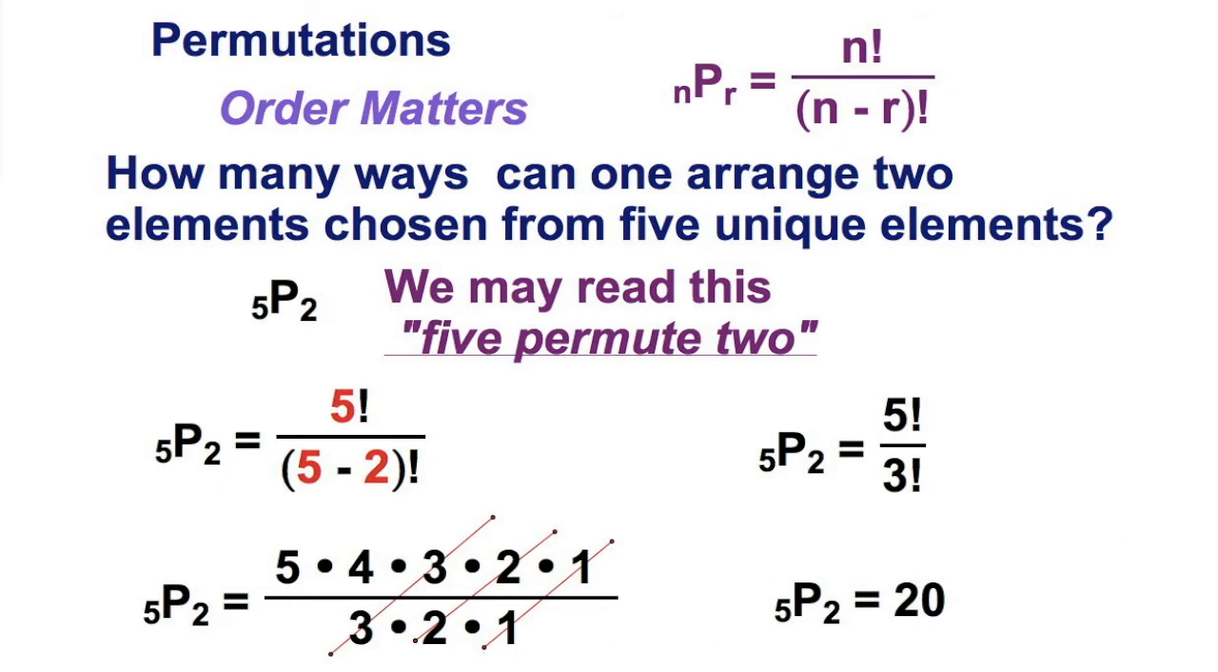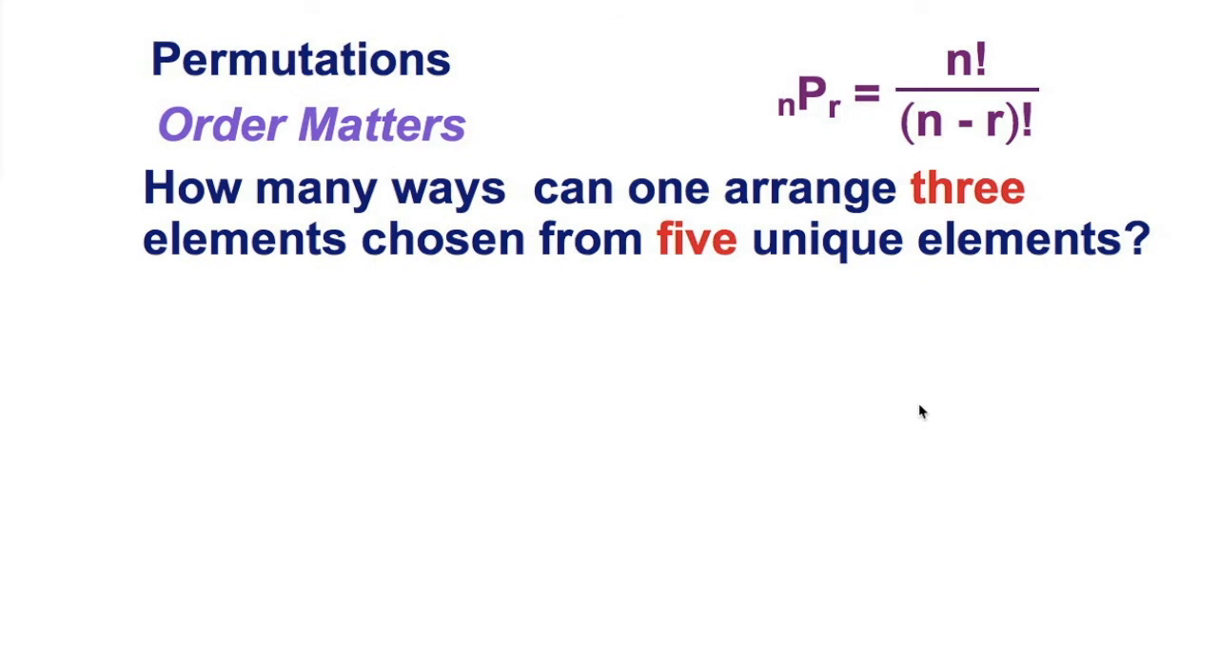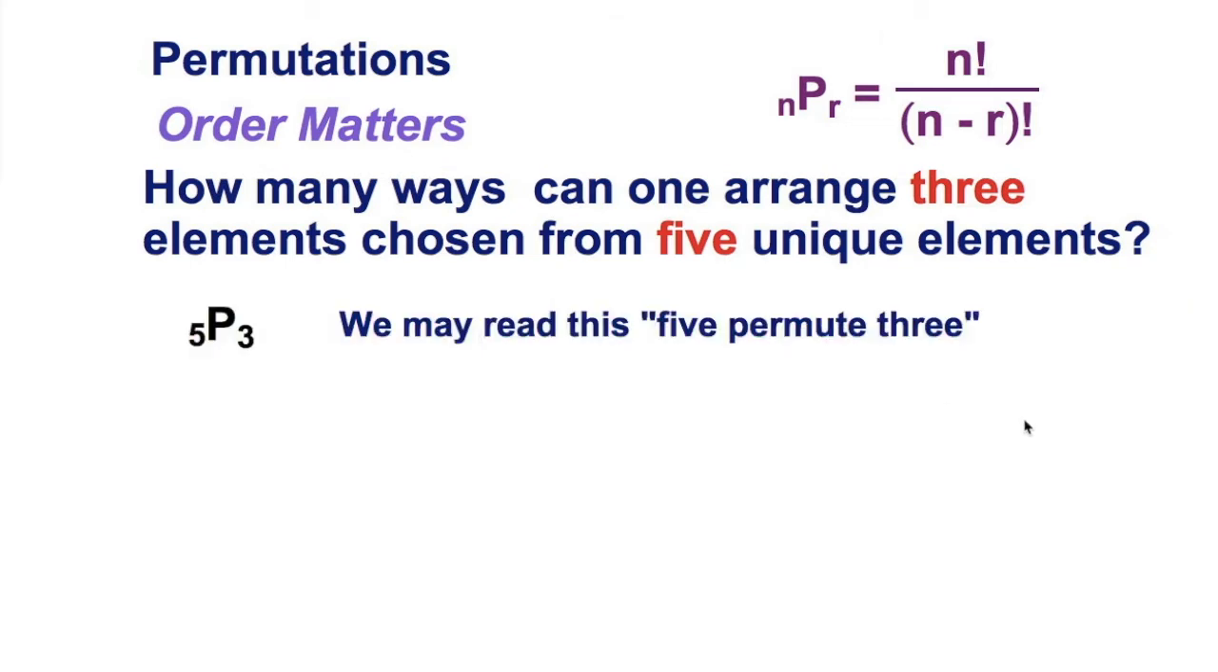Let's keep going. Now, let's change it up a little bit. Let's look at how much different it would have been if instead of choosing 2 letters out of whale, let's say we chose 3. How many ways could we arrange them? Well, let's find out. Again, we could say 5 permute 3. And I would write it this way. 5 factorial over (5 minus 3) factorial. Whew, simplify that.